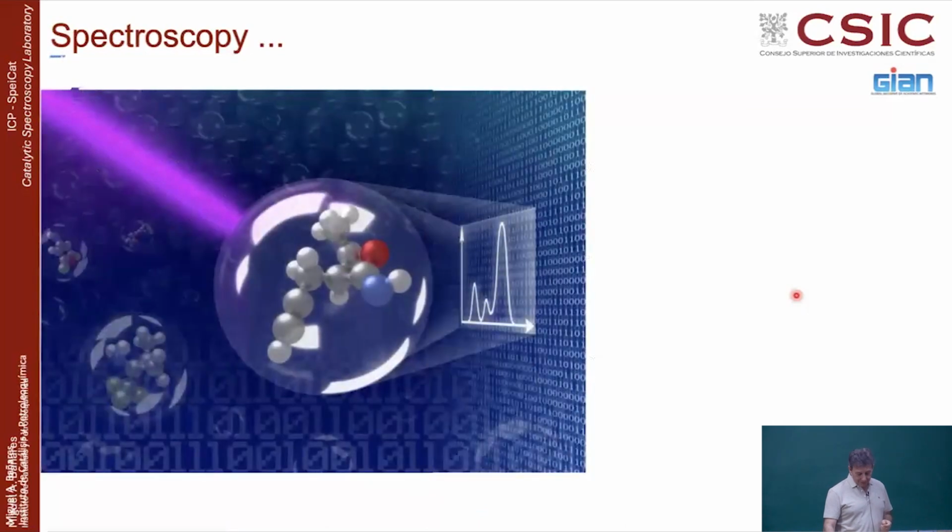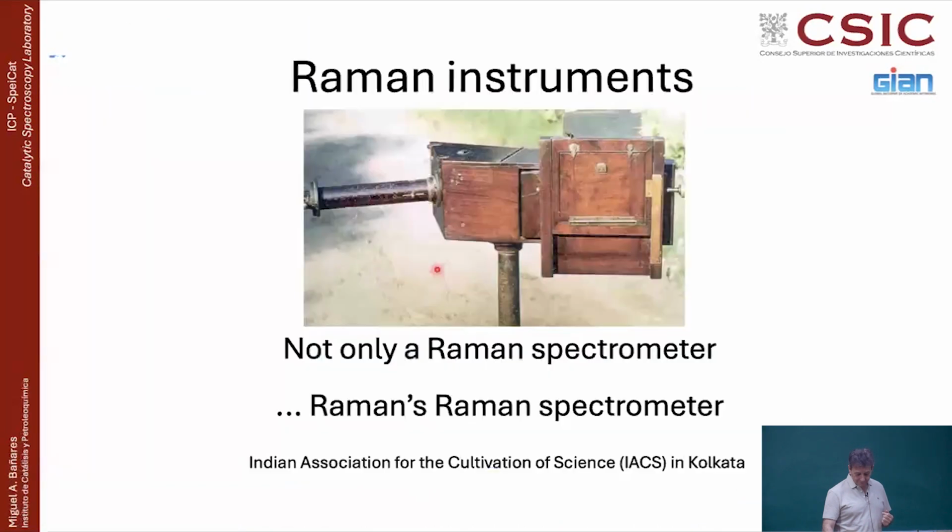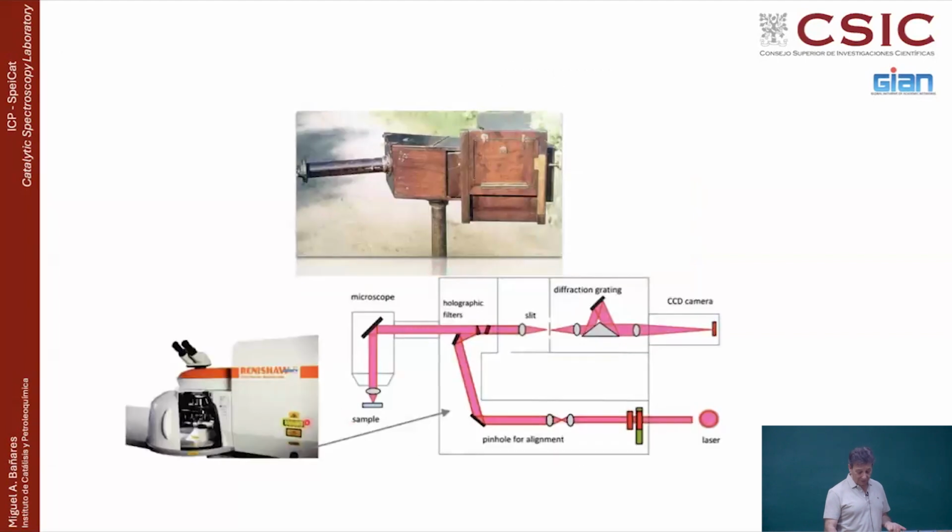Another aspect of spectroscopy is that I'm always talking about the laser, the sample, and the spectrum. But we need something here. We need a spectrometer. How does a spectrometer look like? Of course, you already know Raman's system, and nowadays they are different, but the basic principles are the ones that Raman established in the system. So they look like this. For instance, we have a Renishaw, and basically the system is something like that.